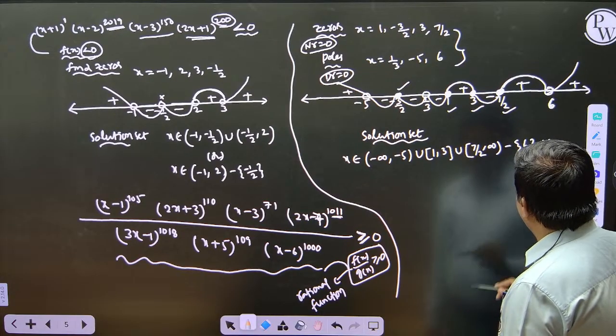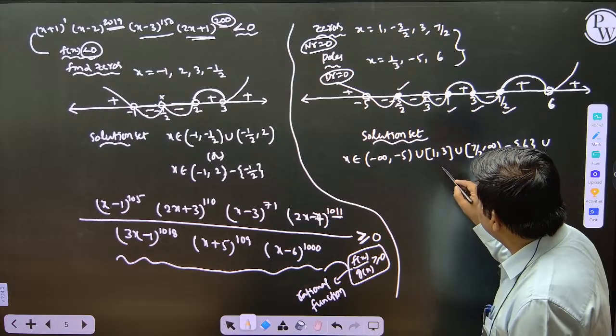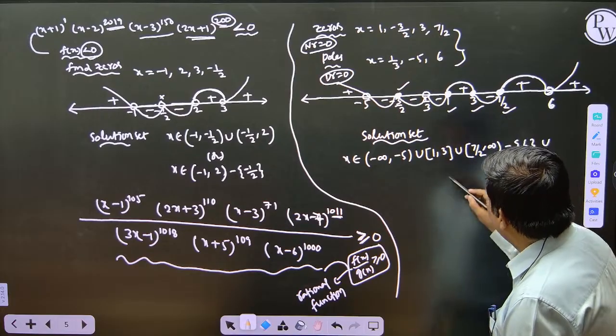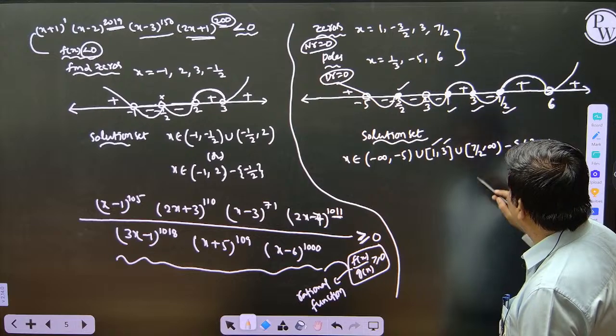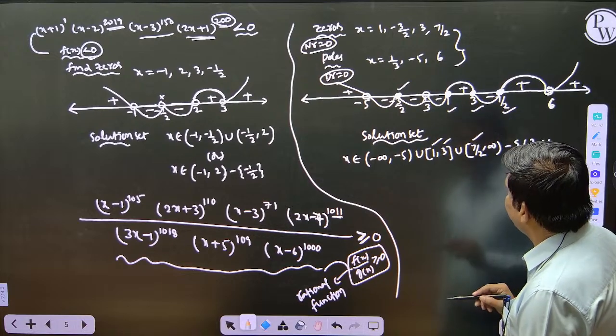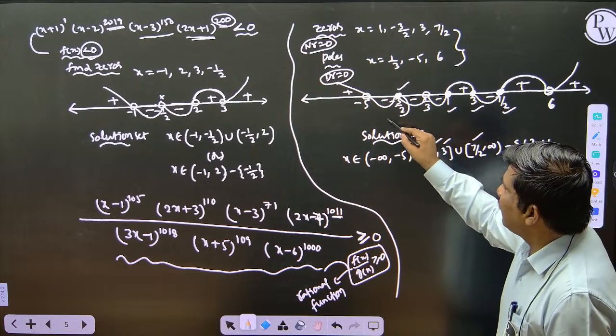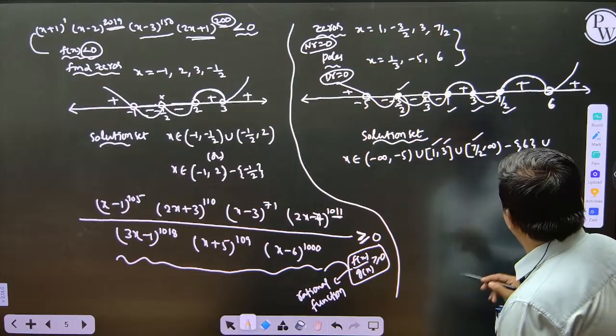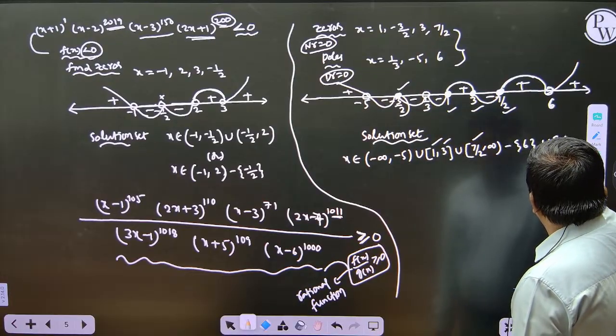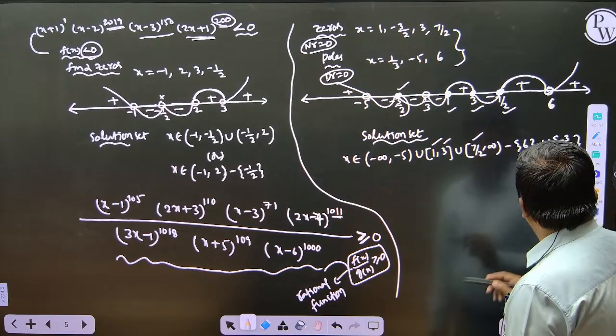But which should we add? 0 should be added here. 1, 3 are included, 7 by 2 is also included, but which is missed here? Minus 3 by 2, 0 is missed. So minus 3 by 2 we include here.